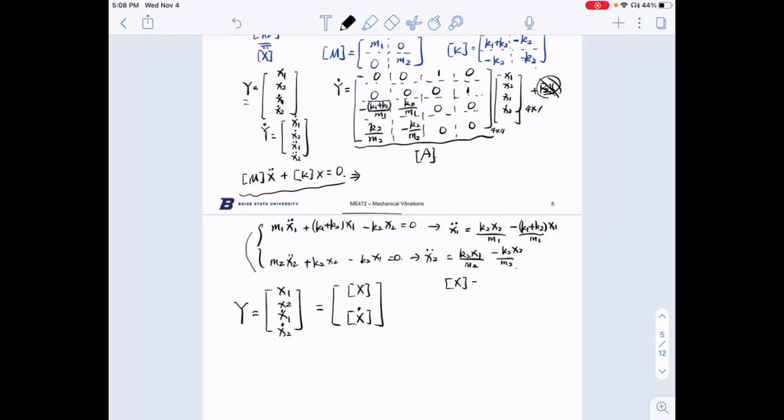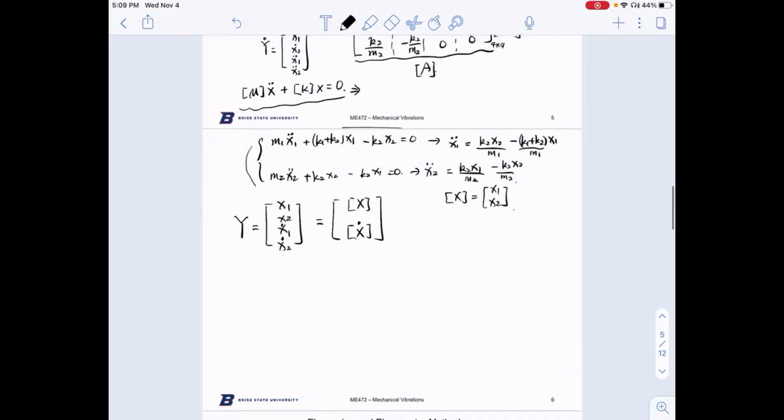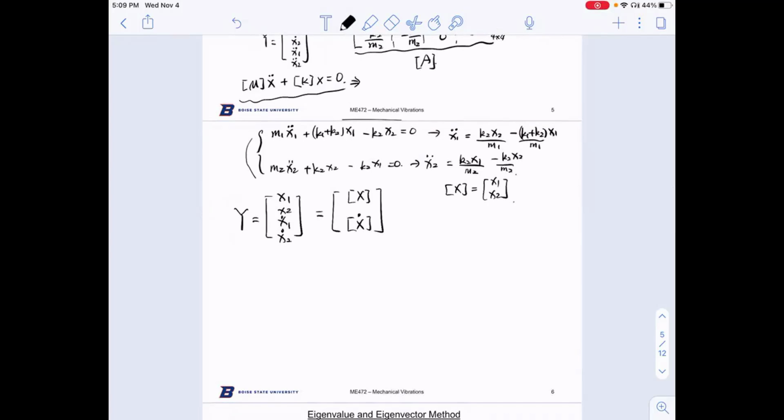Remember that your x is x1 over x2. So that means you can collect all these terms into two groups and form a group of state vector. So then what is your y dot? Your y dot is just x dot over x double dot. And your y is x over x dot.